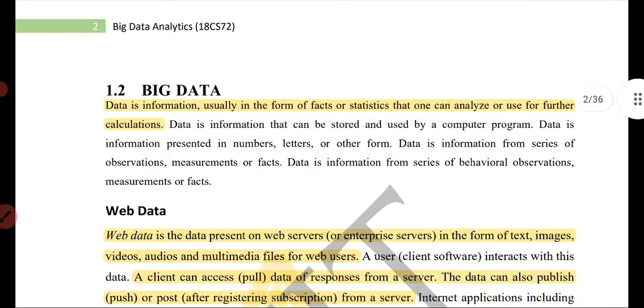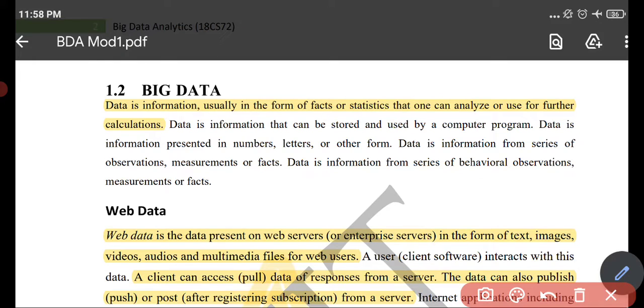So let's start with big data. Big data is usually in the form of facts or statistics that can be analyzed or used for further calculation. The official definition will be learned in an upcoming slide, but as of now it's just data or information, usually in the form of stats or facts, that can be used for further calculation. There is a difference between normal data and big data. Normal data is where the volume being generated is less, whereas with big data the volume of data being generated is very, very high.